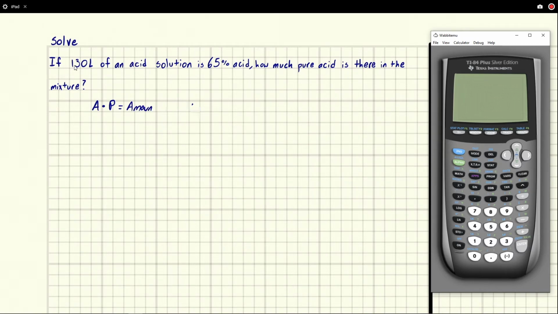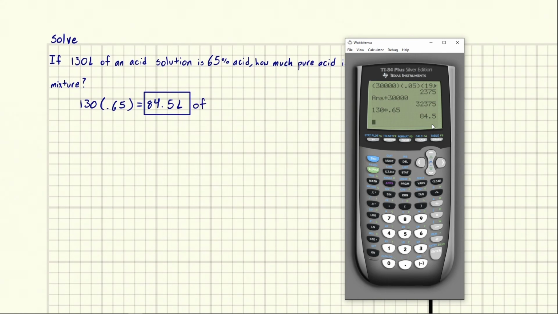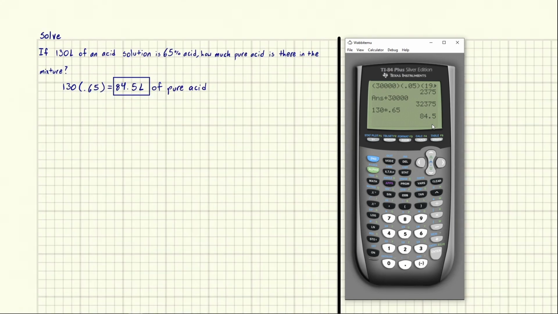So what we're going to do is we're simply going to take our amount, 130, multiply it by 0.65 since that's the percentage, and this is going to be equal to whatever our answer is. So we're going to do 130 times 0.65. This gives us 84.5, and this is liters. So we would say, well, there's 84.5 liters of pure acid. And that is how you would do a question like this.